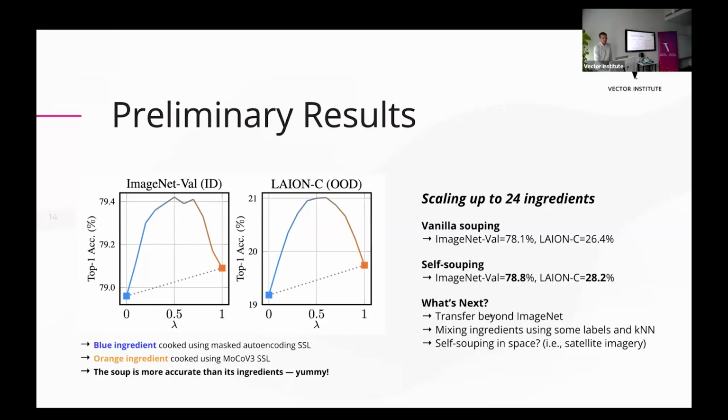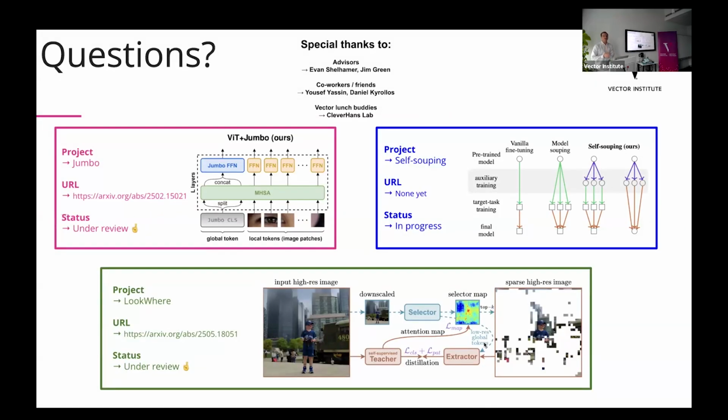So next, we're going to transfer beyond ImageNet. I'm just looking at the time. Okay, so transfer beyond ImageNet. We're going to mix more ingredients and some using KNN, and then potentially self-soup in space. And that's it. Thank you.